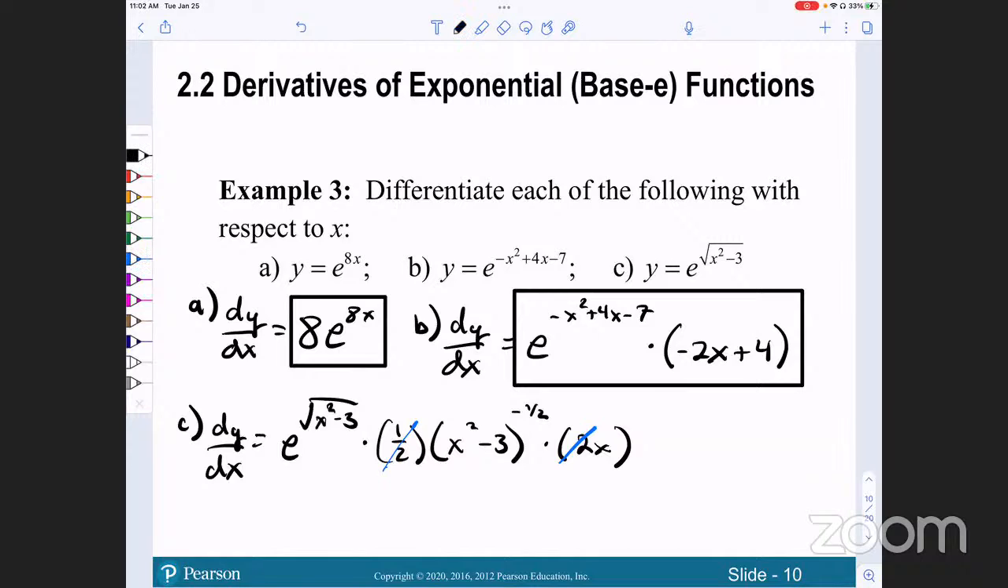Okay. So then ultimately, on bottom, we're going to have what? The square root of x squared minus 3. On top, it looks like we have x times e to the root x squared minus 3.